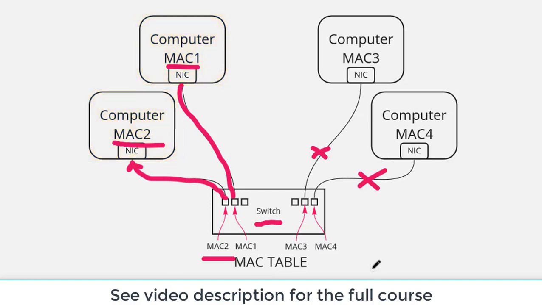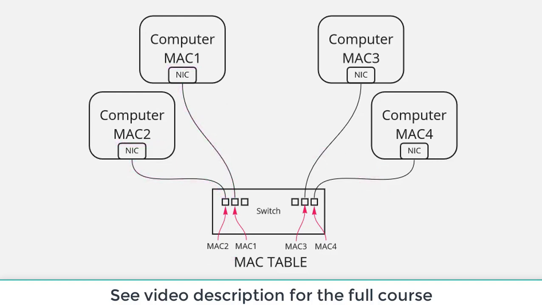It's a unicast, so it's one-to-one, and the only two ports that are going to actually see that frame are the ports that are connected to the source and destination machines. So the switch cuts down on a lot of unnecessary forwarding of traffic.